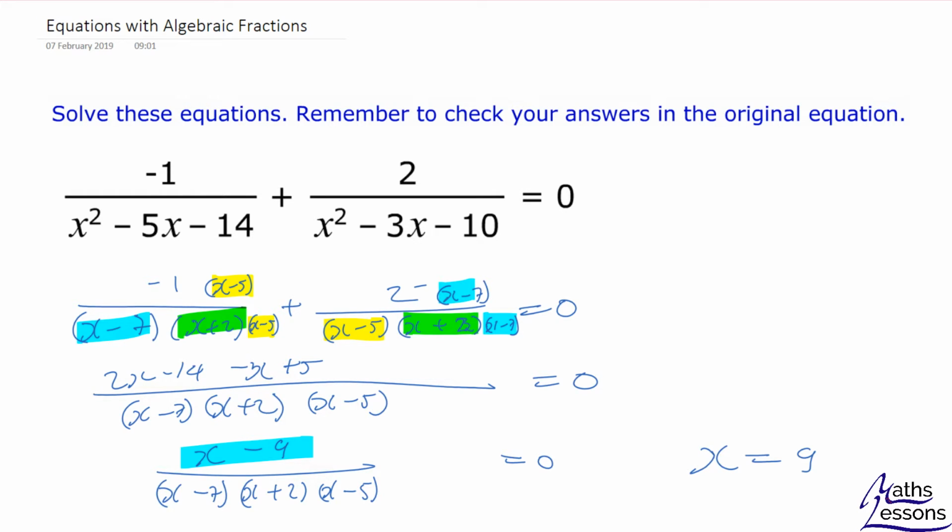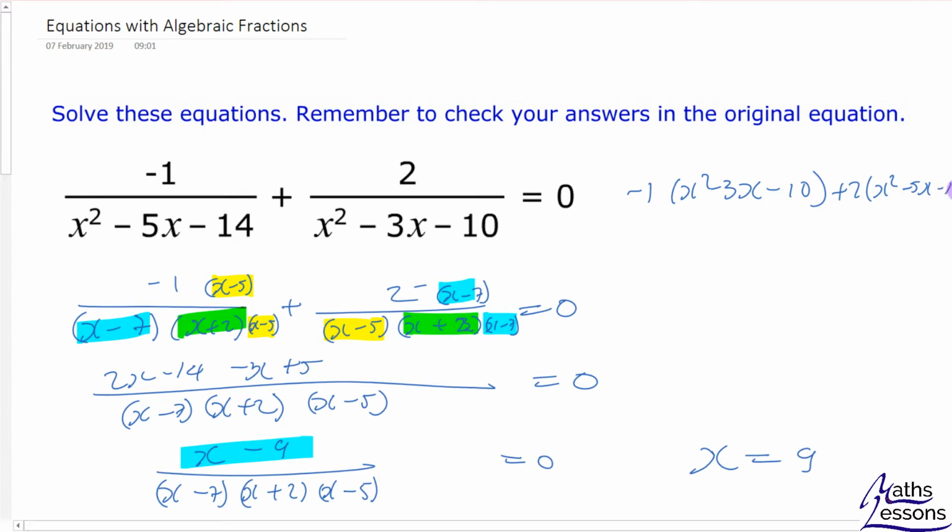Okay, now the other way we could have done this, which I'm not convinced is necessarily a good way forward with this question, but it can be sometimes. You could times throughout by this, and you're going to get minus 1 times x squared minus 3x minus 10. And then you could times throughout by this, and you get 2 lots of x squared minus 5x minus 14. You get that all equals 0.